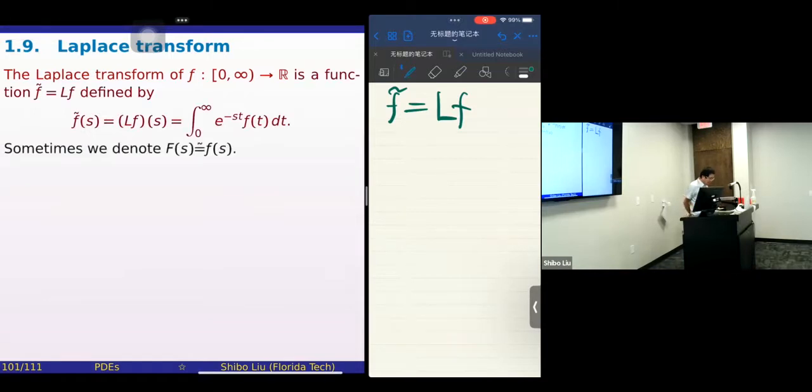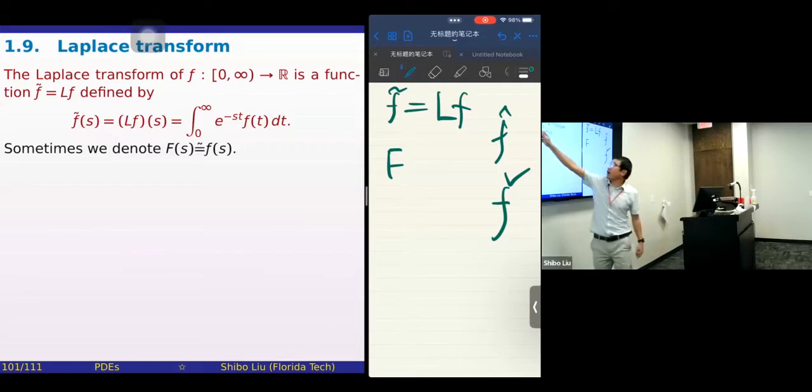For the Laplace transform, sometimes we also denote it by capital F. The notation f tilde was invented by myself, because for the Fourier transform we use f hat, and for the inverse of the Fourier transform we use f with an inverted hat. So for the Laplace transform, maybe we should also have some similar notation. This will be convenient. But in most literature, we use Lf or capital F, where small f is the original function and capital F is the Laplace transform. Anyway, this is just a notation issue, not essential.